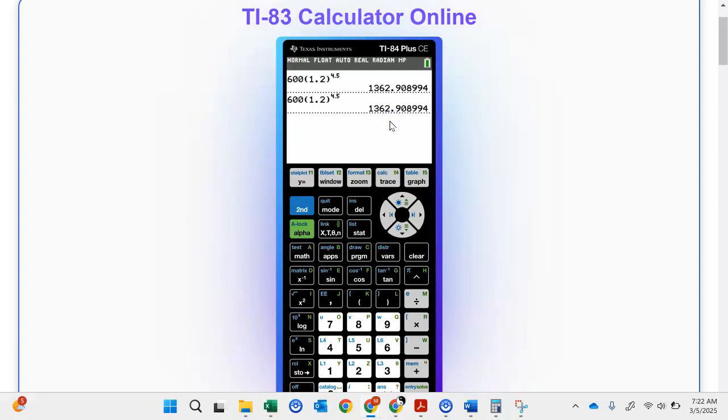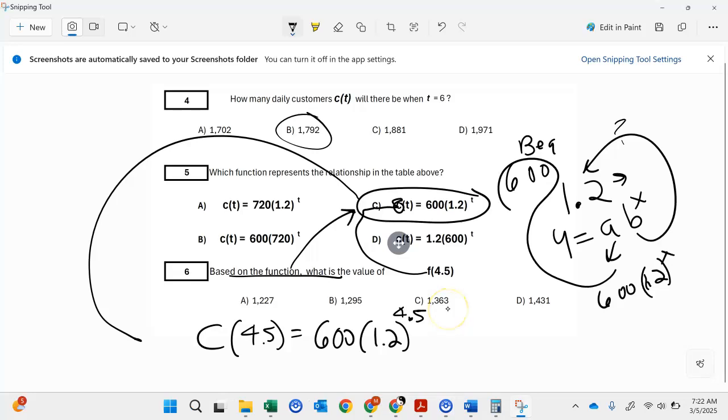Okay, so I pick the closest one to that. Hold on. So that equals 1362, right? So what's the closest? No, no, no. Yes, this is going to be the closest. So pick C. So that's how you do this kind of problem, okay?